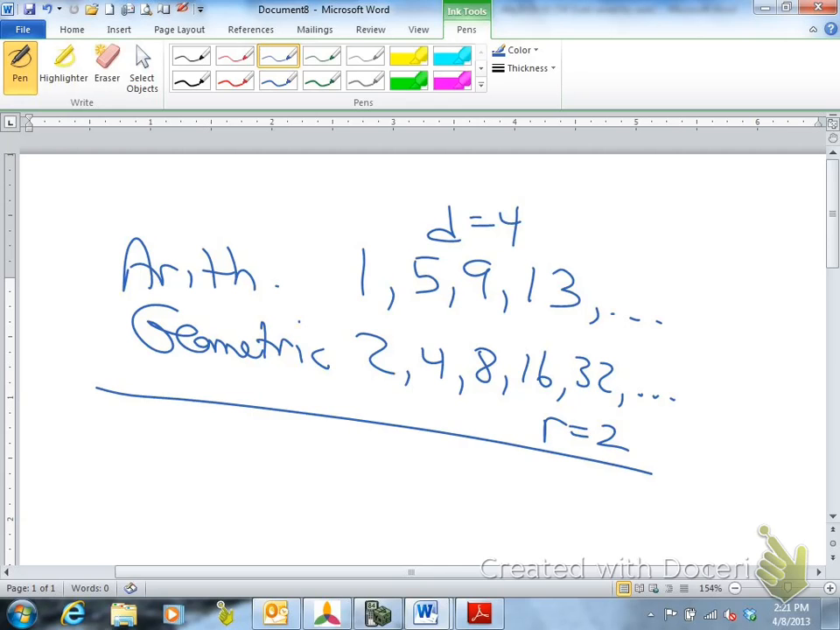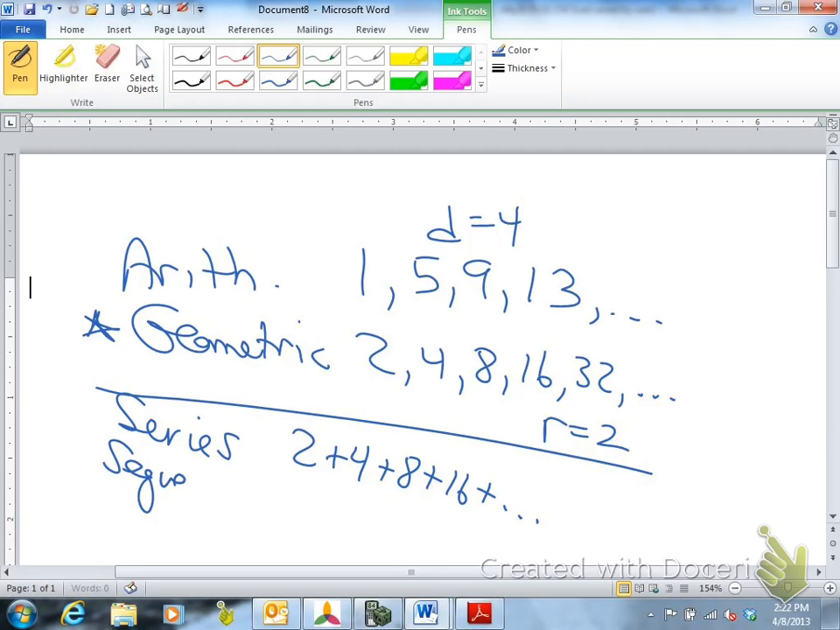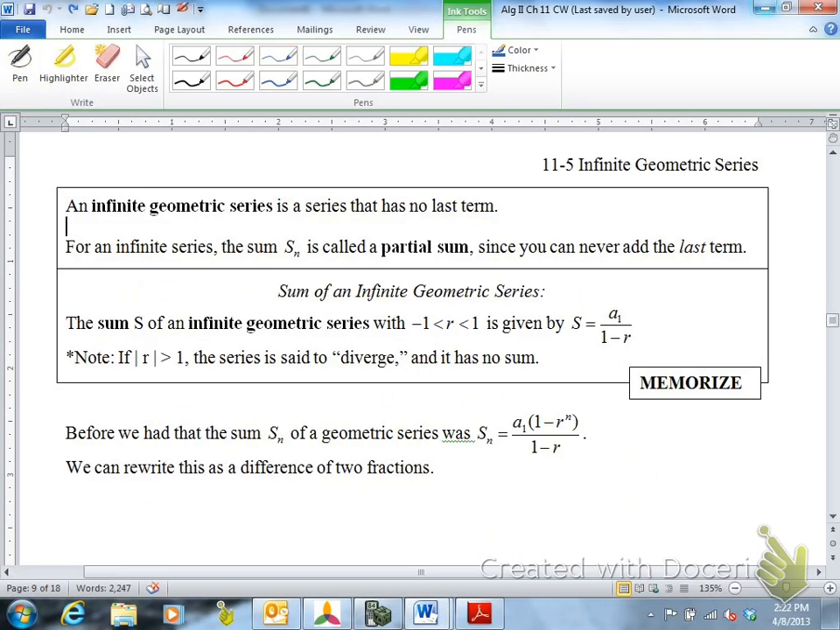So today we're talking about a geometric series. A series is when you're adding a bunch of terms. You should know that vocabulary, the difference between a series and a sequence, and you can find the definitions in your class notes. But today we're talking about an infinite geometric series. We've talked about geometric series in a previous lesson, but now it's infinite.